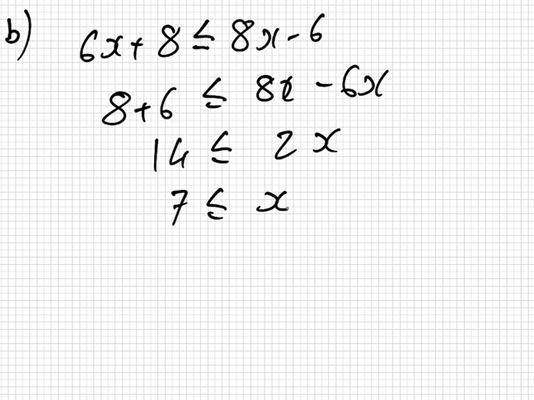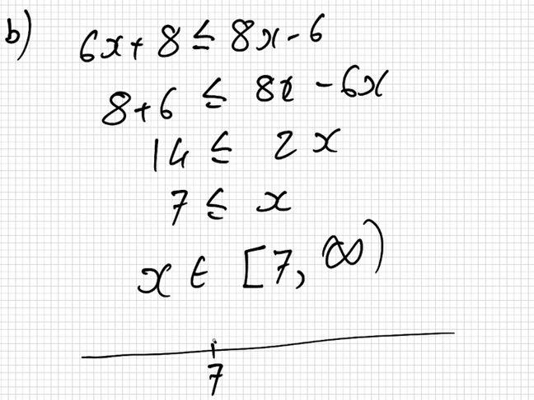7? X must be bigger than 7. So X is all the numbers bigger than and including 7. So on the number line it would look like this. There's 7 and it's all the numbers from 7 onwards. So these are just linear inequalities. So we'll go on to the next one now.